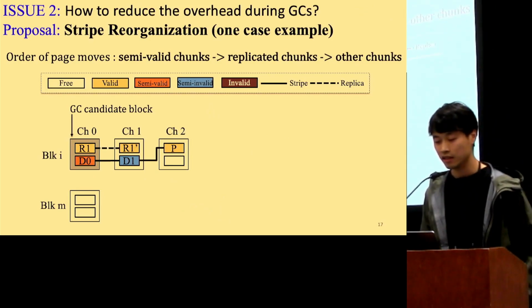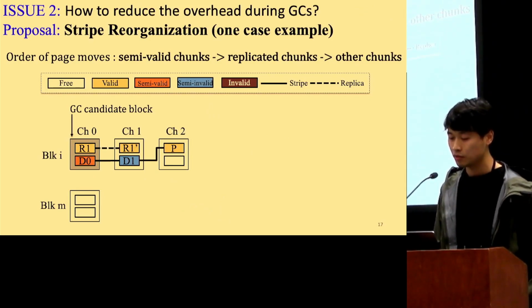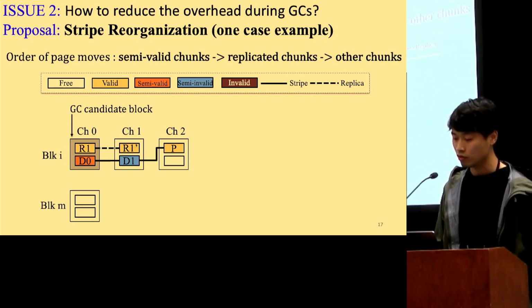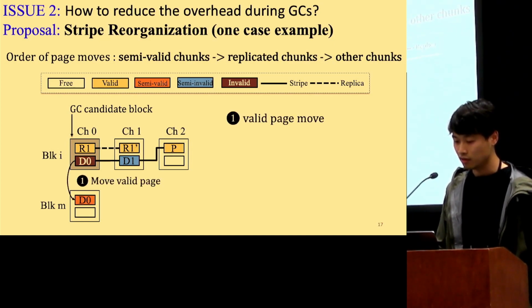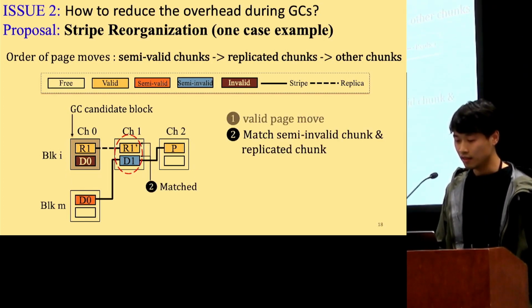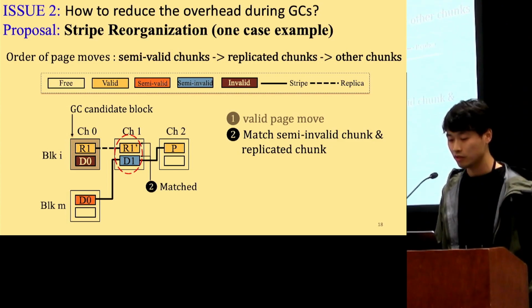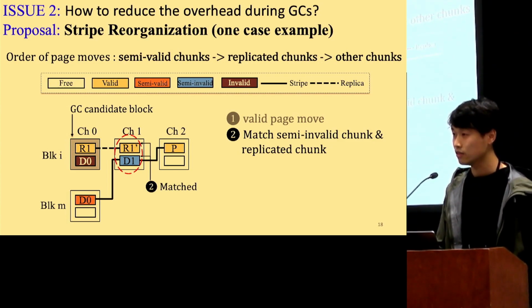The second issue is how to reduce the overhead during garbage collection. We propose the strap reorganization method, and it has 3 cases in total. The first case starts from the semi-valid chunk. In this example, the garbage collection candidate block is selected. The D0 is semi-valid data and needs to be moved to a free page in the other block. So the first step is the valid page move, and then it searches the replicate chunks in the same channel for the semi-invalid chunk D1.